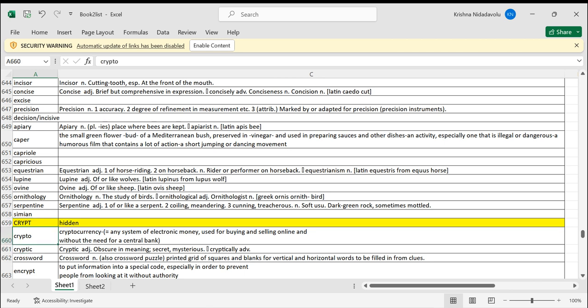Crypt has another meaning, which is a room completely or partially underground, especially under the main floor of a church, because it is hidden. Okay, it is hidden under the church. It is called the crypt. Encrypt we just discussed, to convert a message.